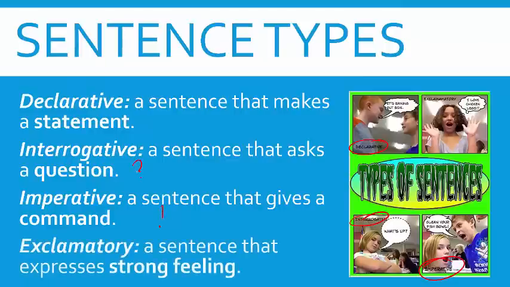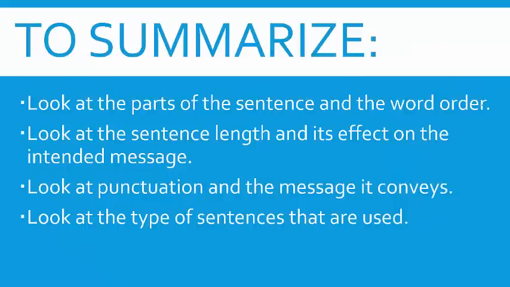And finally, exclamatory sentences. They are sentences that express strong feelings. I love chicken legs. And you can see right here as well, the use of punctuation. There are 2 exclamation marks, so it really is exclaiming something. And that is the different kinds of sentence types.